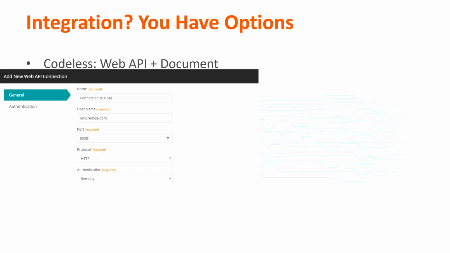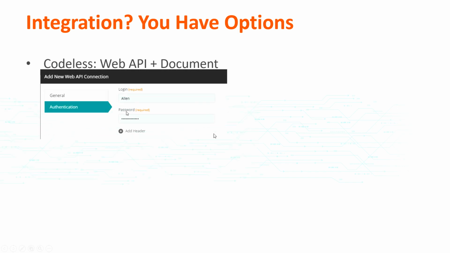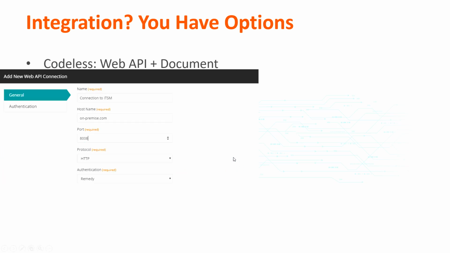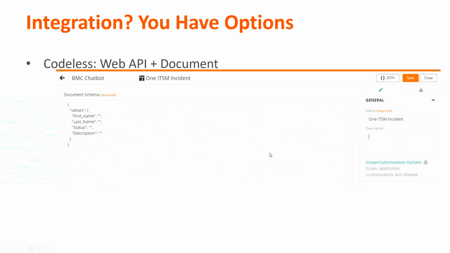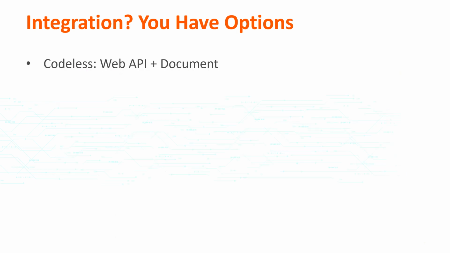So first you put your configuration, so what server you want to connect to, so it's your ITSM, what kind of authentication, so you have Remedy single sign-on or you have OAuth 2. Here it's just a very simple Remedy connection with the username and password. Then you use a document to declare what the output is going to look like. You're going to see later how it's useful.